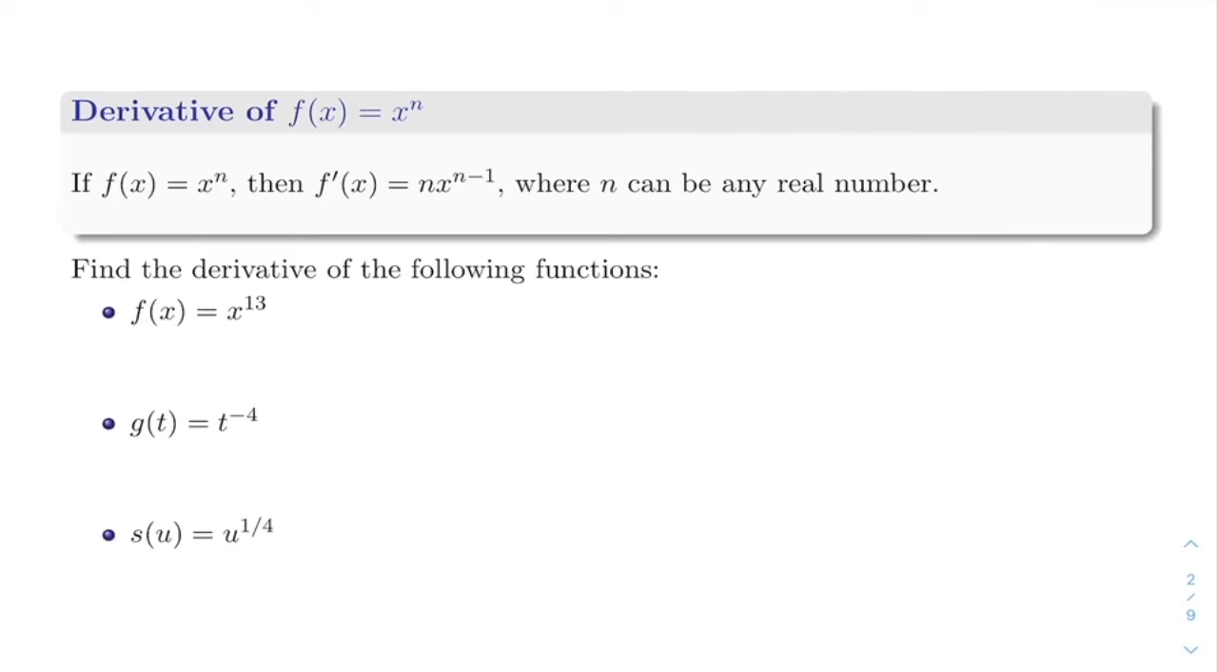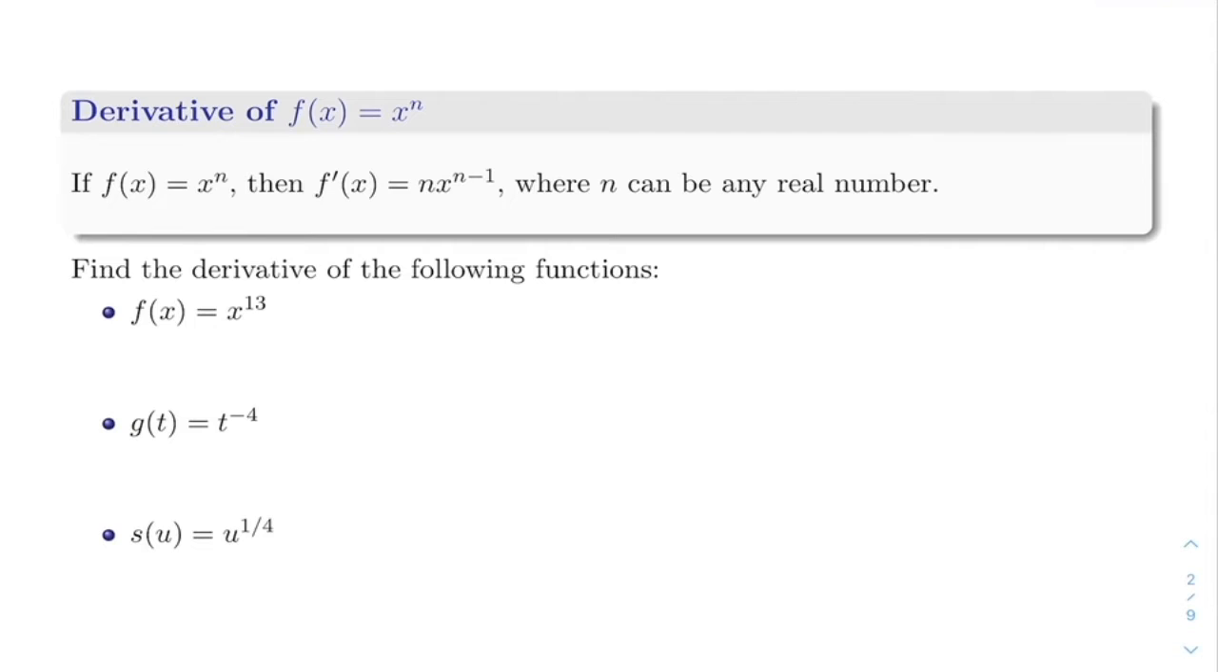Okay, so the formula is the following. If f is equal to x to the n, then the derivative will be n times x to the n minus 1, where n can be any real number you choose. So notice the formula says, if I have x to the n, then the coefficient of the derivative will be equal to the power, and the new power will be 1 less than the original function.